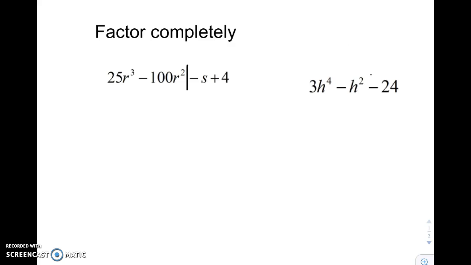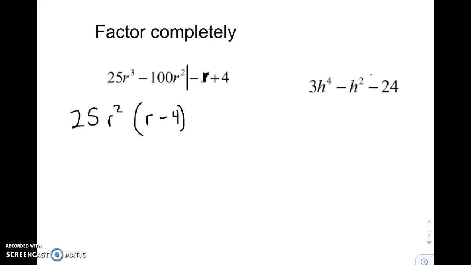So I look at the first two terms. I say, what is the biggest thing I can factor out? I can take a 25 because 25 and 100 are both divisible. I can also take an r squared. So that leaves me with just an r left in the first position and a -4 left there. Now, the first one is the most important because that will guide you in your second. This actually should be an r. My apologies. Should be an r.